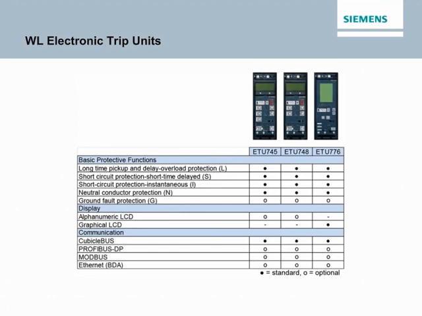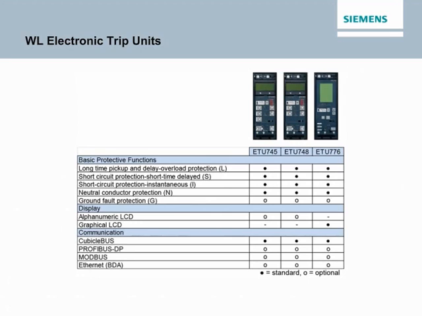3 electronic trip units are available for use with WL circuit breakers. The protective functions, display types, and communication options available for these trip units are shown in the accompanying diagram. A few of the additional capabilities include dual parameter sets, dynamic arc flash sentry, and extended instantaneous protection.